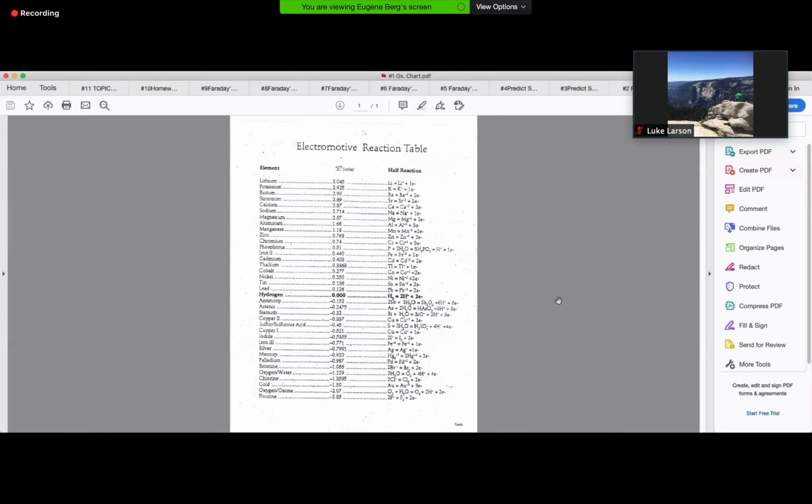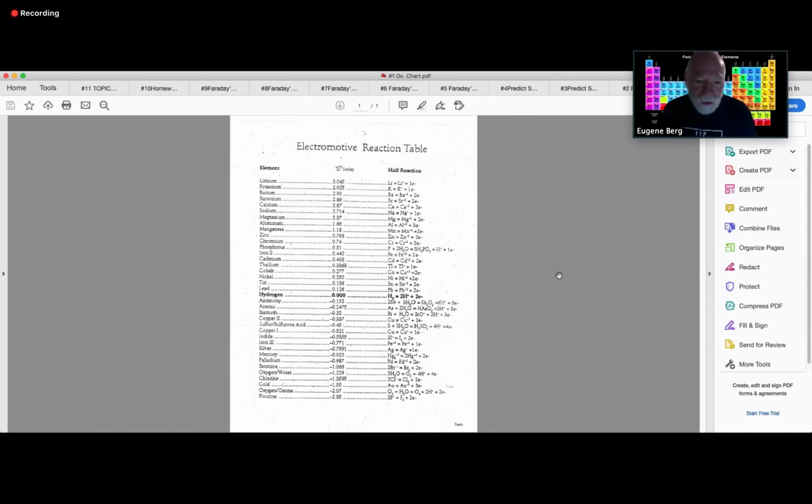Okay, as usual, I'm starting off with your electromotive table, which by now you've probably memorized, right? And you're going to need to memorize that for the final. Just kidding, you'll have it available to you, so don't worry about that.